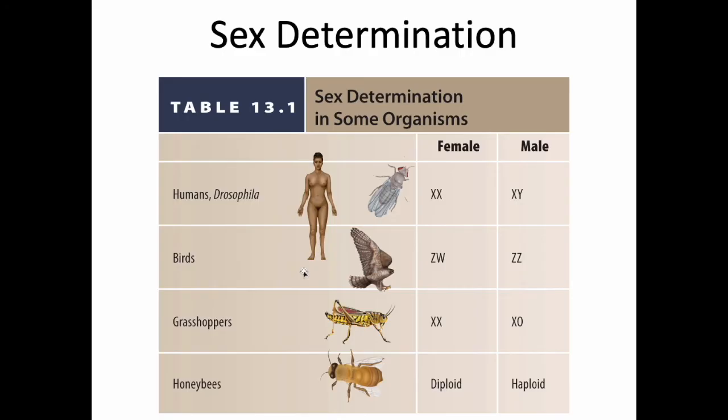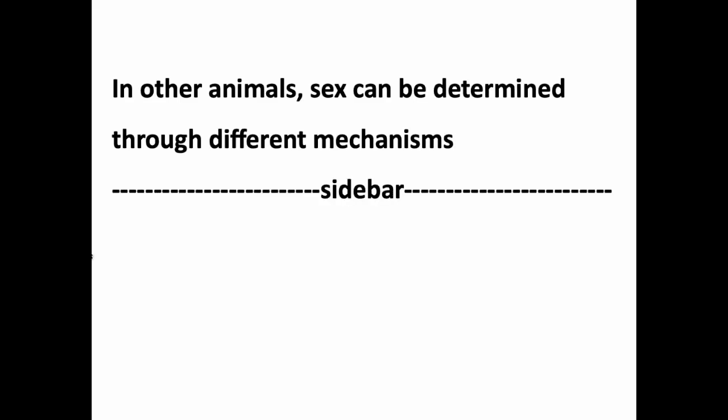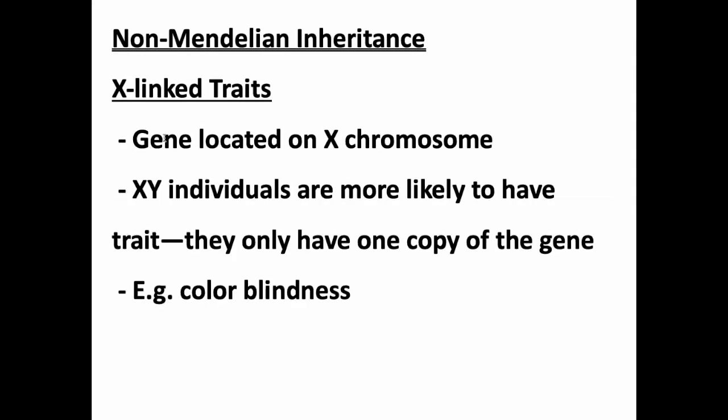And even not listed on this table, there are many reptiles that determine sex not using genetics at all. There are many crocodilians that determine male-female sex based on the temperature of the eggs as they're developing. So yeah, there are other ways to do this. The XY is just how mammals do this. So, end of sidebar. All of this was trying to explain what X-linked trait is supposed to mean.